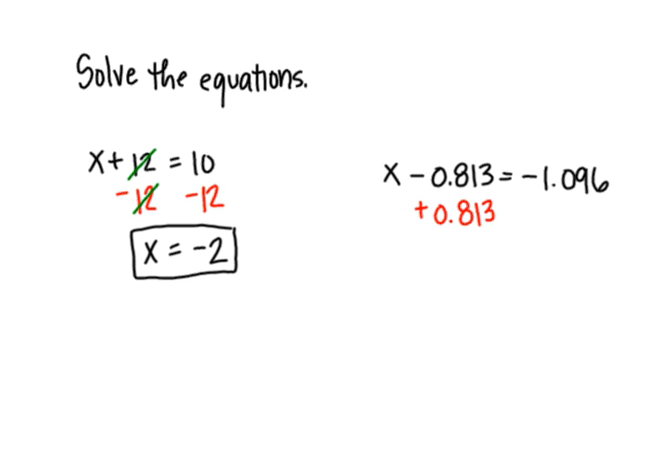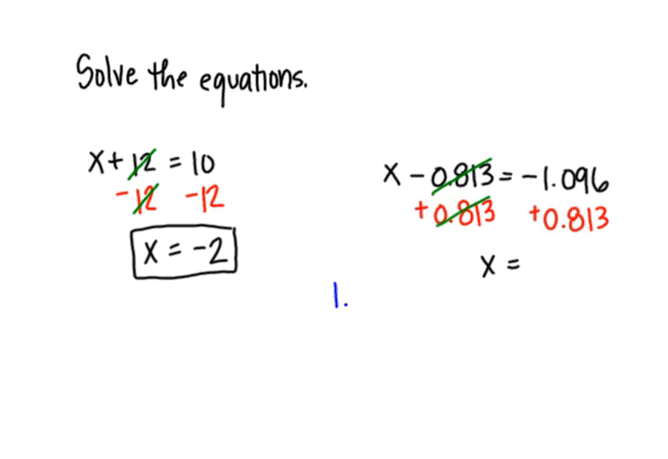If I add 0.813 to the left, I have to also add 0.813 to the right. What you do to one side, you have to do to the other. So a negative 0.813 and a positive 0.813 add out, and I get that x equals negative 1.096 plus 0.813. At this point, I see that I have different signs. So remember, when you have different signs, you subtract.